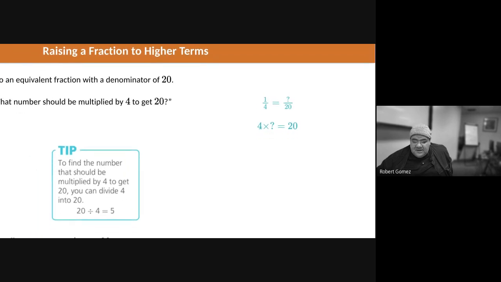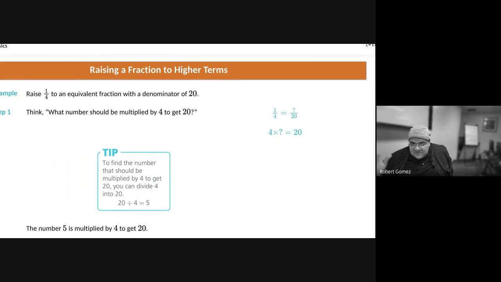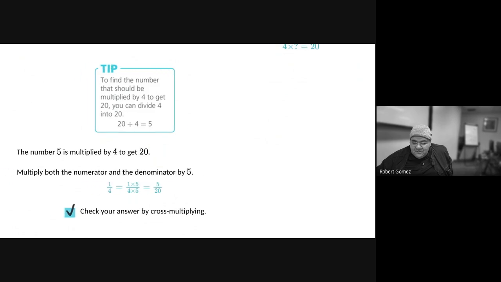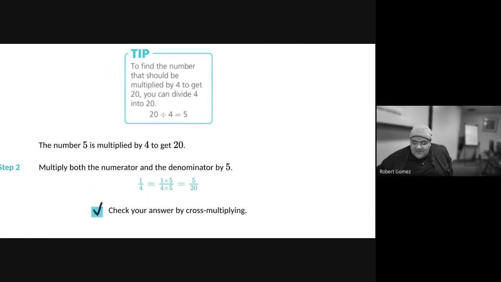According to the tip, to find the number that should be multiplied by 4, we can just divide. That's probably the easiest thing to do. If we know that 20 divided by 4 is 5, there we go. So we multiply both the numerator and the denominator once we get that missing factor.